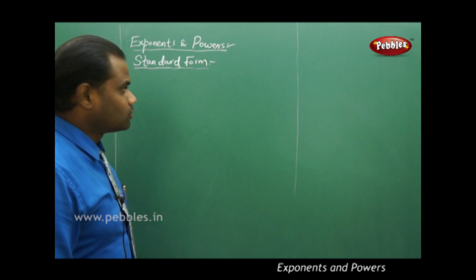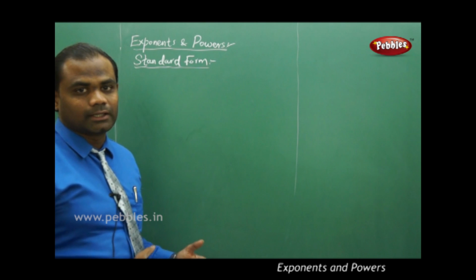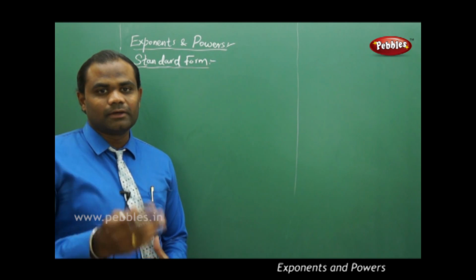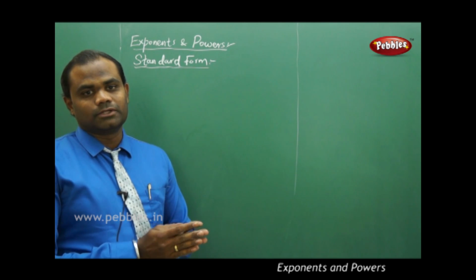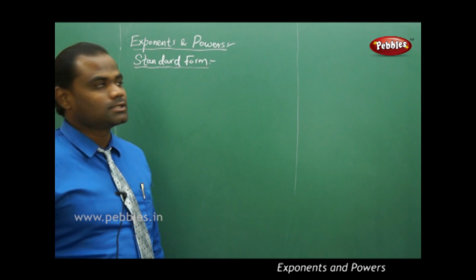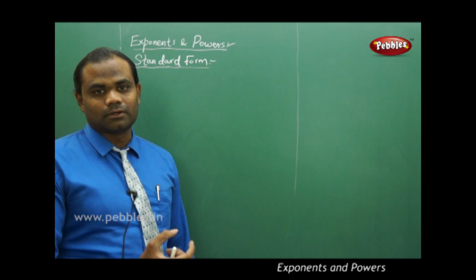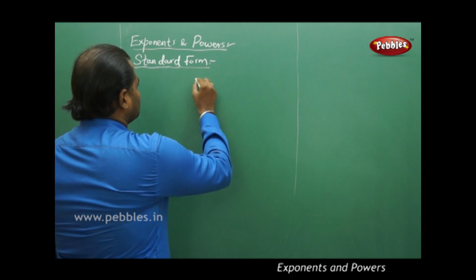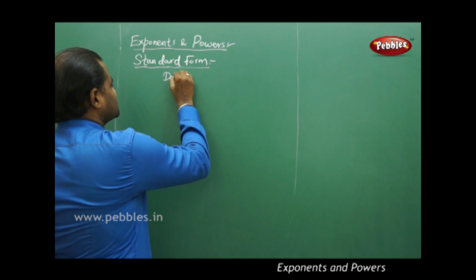Now, in the topic of exponents and powers, there's a concept called standard form. In standard form, we try to express any given number which is in usual or general form into the standard form, which is fixed with its own definition. So we'll see how we define the standard form and how different numbers can be converted into the standard form. Let's take the definition first and then follow with a few example problems.